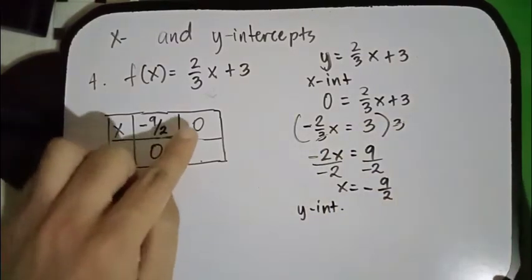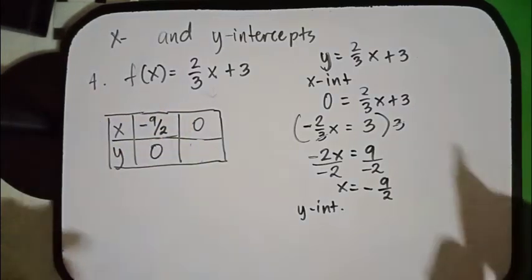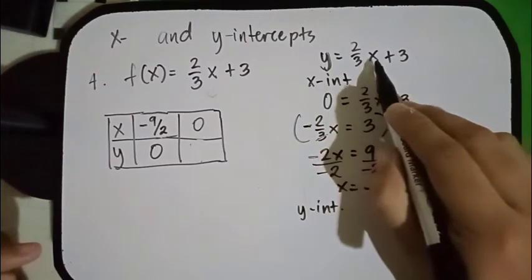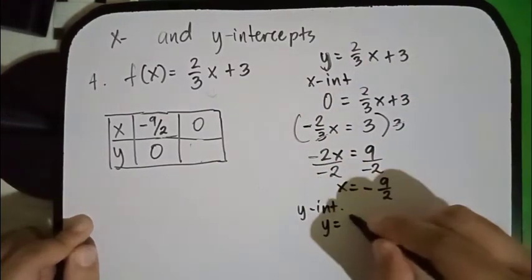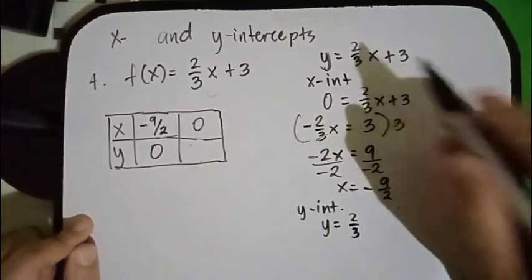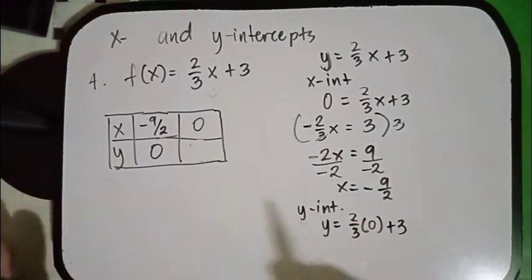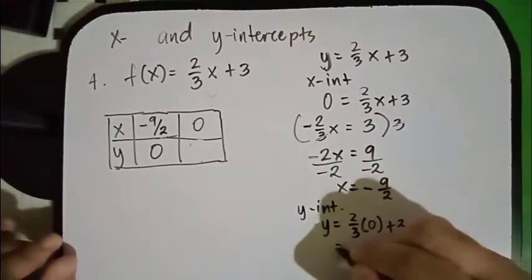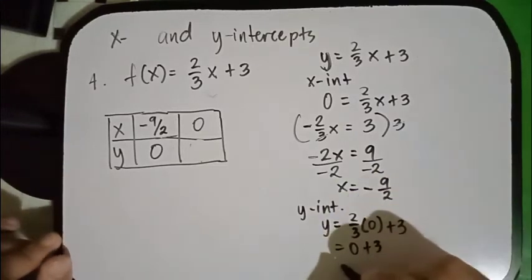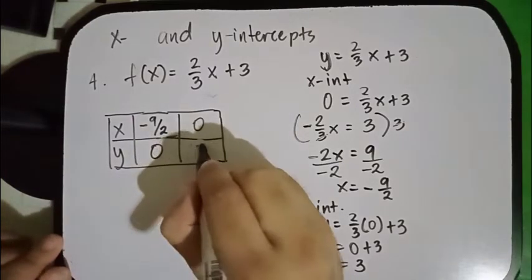ano pa nga ba? I-zero natin yung x, di ba? Para makuha natin yung y-intercept. So, mula rito, i-zero natin itong x, no? So, we have y equals 2 over 3. So, palitan na natin ng 0. Ayan. Plus 3. And always remember, multiplication by 0 is always 0. Okay? So, 0 na yan.